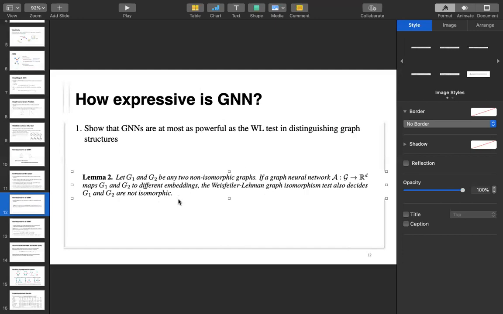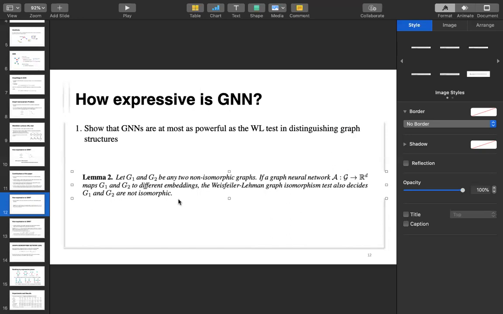But how about the vice versa? If the WL graph isomorphism test decides whether G1 and G2 are isomorphic or not, can the graph network have different embeddings? Yeah, that depends on the structure of the GNN, meaning how it aggregates. Yes, the aggregation and readout. So you will have more examples of aggregation and readout, right?